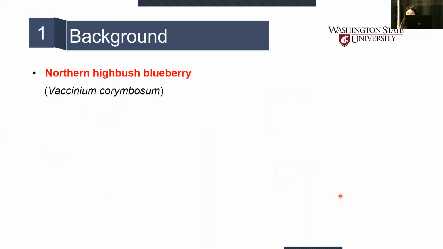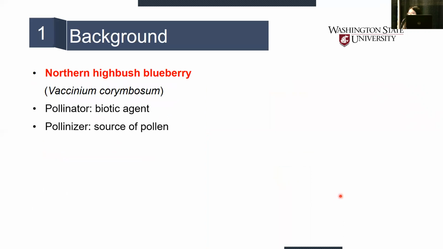And in this research, I use 4 different cultivars of northern highbush blueberry. And here I want to help you to distinguish between pollinator and pollinizer. Pollinator is the biotic agent that moves the pollen to the stigma. For example, honeybees, birds, butterflies, moths. And pollinizer is the plant which provides the pollen grains. It's the source of pollen for the next generation.